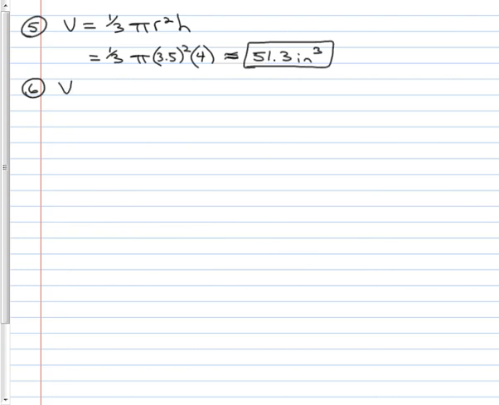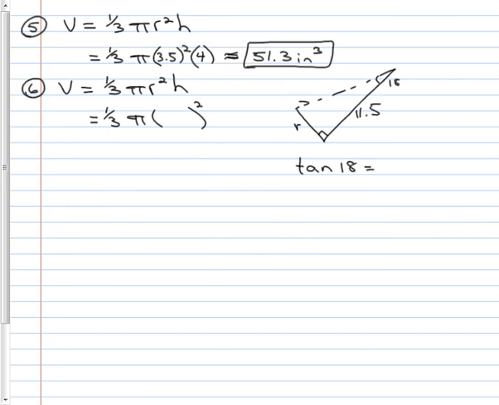Number 6. Cone again. Volume equals 1/3 pi r squared times height. We just need to know the radius. Do we know the radius? No, we need to use tangent. We've got a right triangle. There's the radius, there's the height, a 90 degree angle, and 18 degrees up here. The height is 11.5. Tangent of 18 equals the radius over 11.5, opposite over adjacent. So I can just multiply by 11.5.